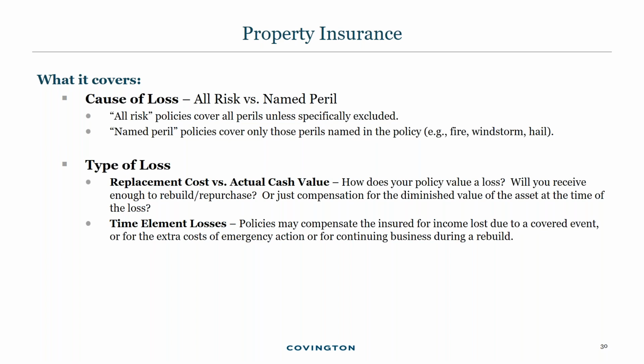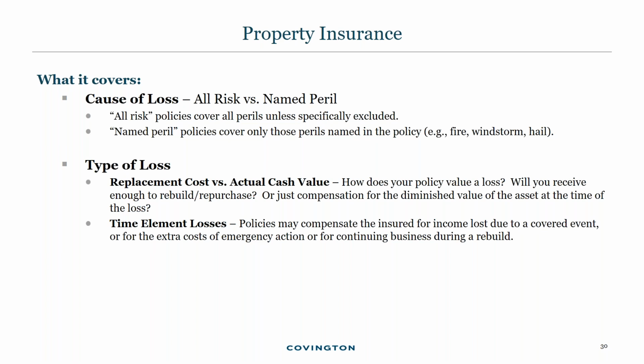In terms of the types of loss, it is very important to take a look and find out if your property policy is an all-risk policy or a named peril policy. An all-risk policy covers all perils unless specifically excluded. A named peril policy, on the other hand, covers only those perils named in the policy, for example, a fire, a windstorm, hail.